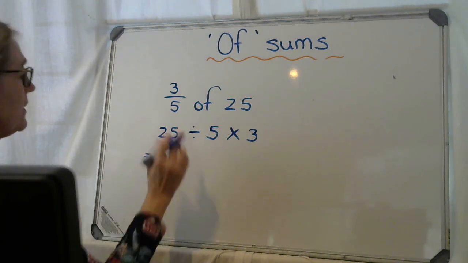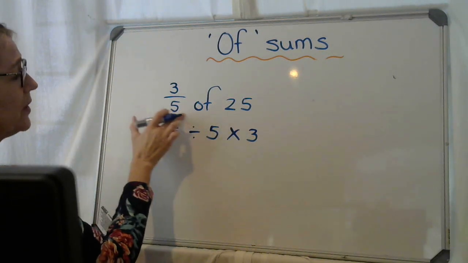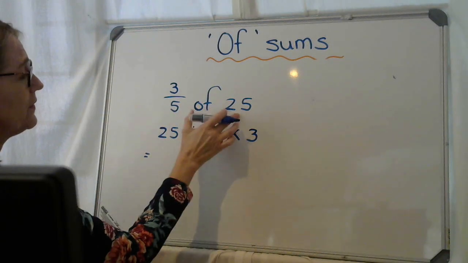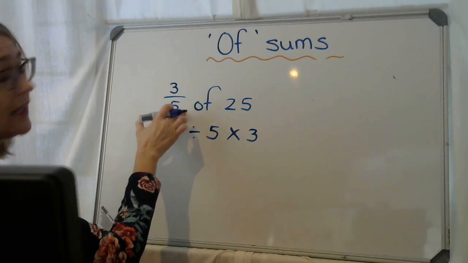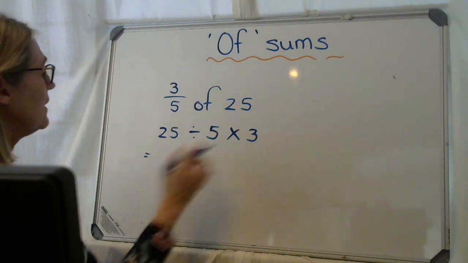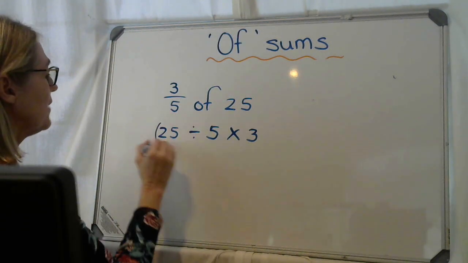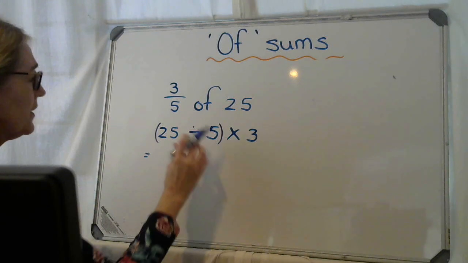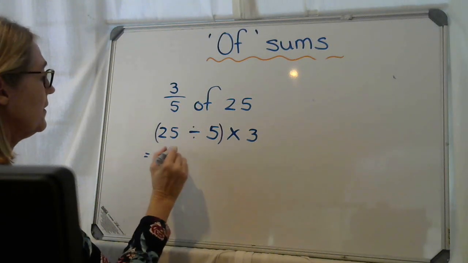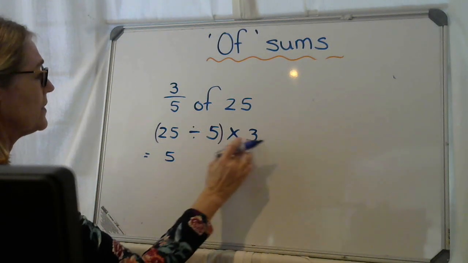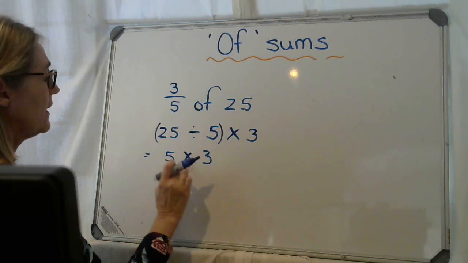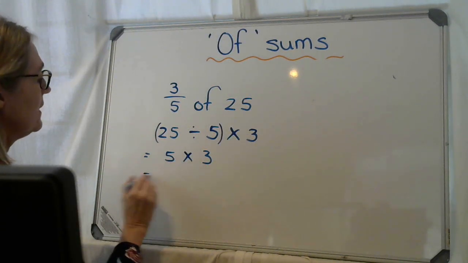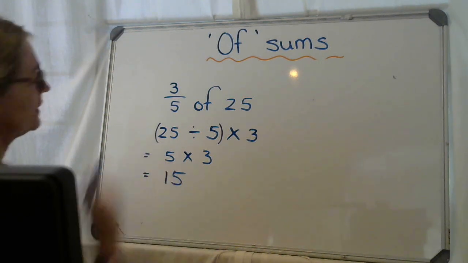That equals, we have to work out this part of the sum first. So we first say 25 divided by 5, get that answer, and then times it by the numerator. 25 divided by 5, we may put a bracket around, is 5. And then that answer times the numerator, which is 3. 5 times 3. And that is equal to 15.